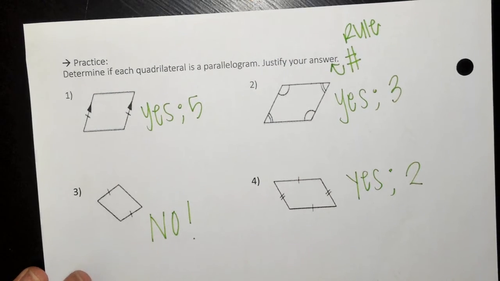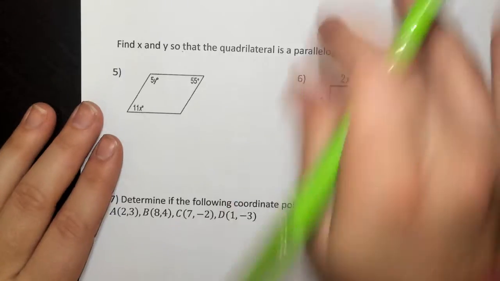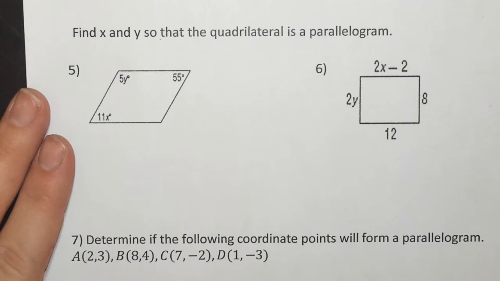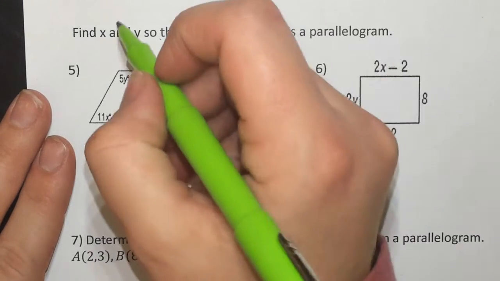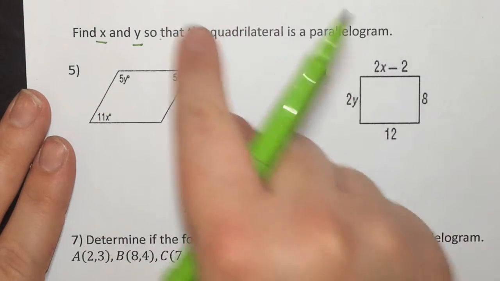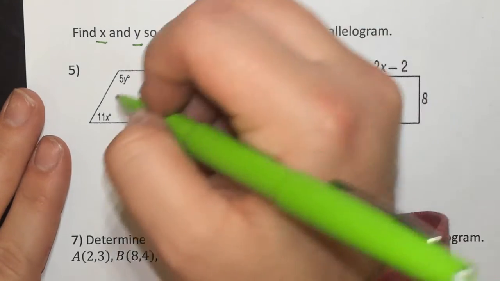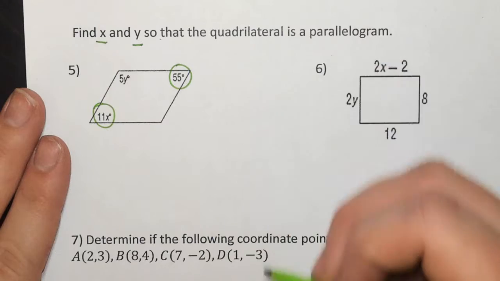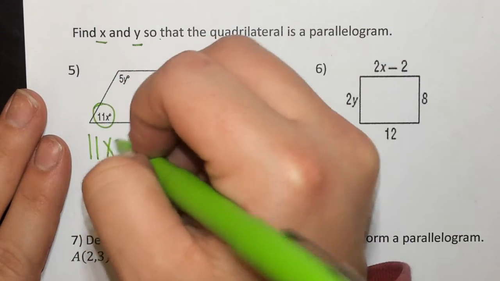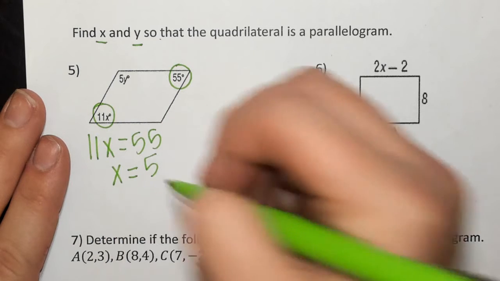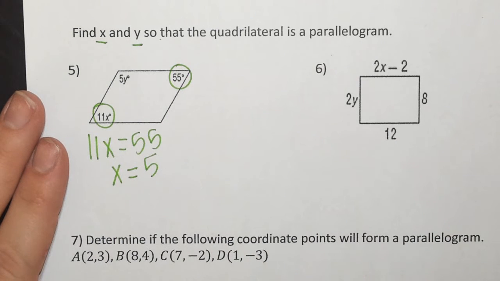Okay? So in 5 and 6, you're basically doing the same thing we just did in the last lesson. You're just working backwards. So find x and y so that this quadrilateral is a parallelogram. Well, if it's a parallelogram, then this equals this. So x would be equal to 5. How'd I know that? It's divided by, right?